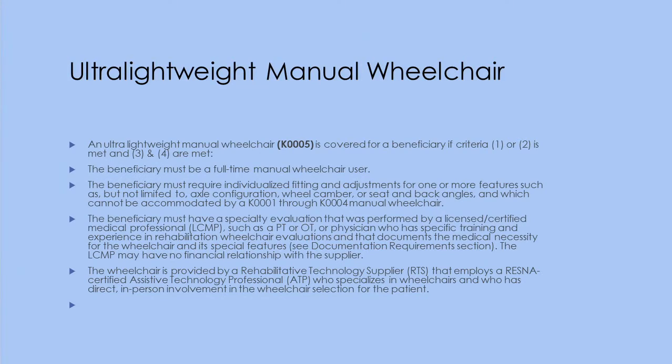So when we look at, we know that we need to, first, before we start going into anything, we know what the ultra lightweight manual wheelchair criteria are. This is not for you to read, this is just to list and say. The idea is to first make sure the patient meets those criteria. It looks like this: a full-time manual wheelchair user. The beneficiary must require individualized fitting and adjustment using the axle configuration, like Mark talked about, moving the wheels forward, the proper fit, seat and back angles that can't be accommodated with the K1 through 4.